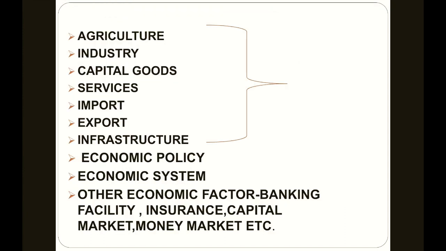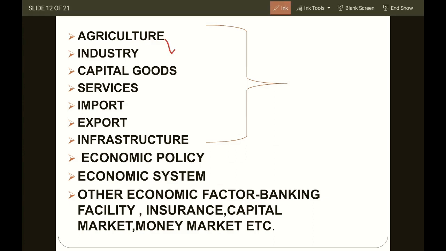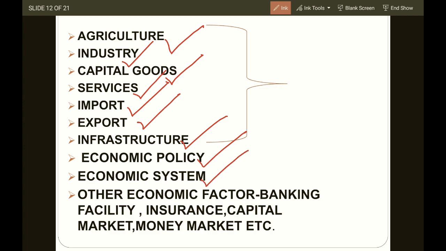Now in India, basically we rely on these factors. We rely on agriculture mostly. It contributes a lot towards national income, towards GDP, GNP. Then we have industry: large scale industry, small scale industry, iron industry, coal industry. Capital goods, services. We have different services: import, export, infrastructure, economic policy, economic system. Economic policy: we have monetary policy, fiscal policy, industrial policy. All these policies are regulated by the RBI, Reserve Bank of India, which analyzes the distribution of money in the economy.